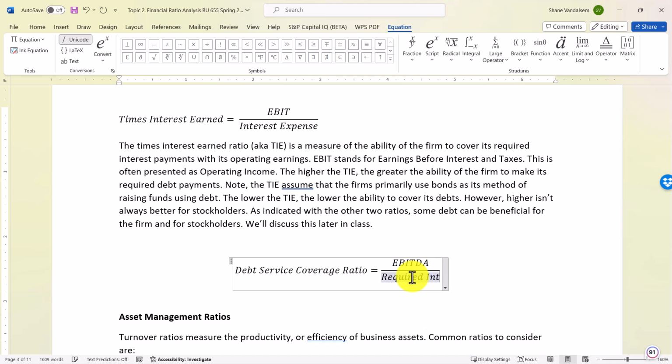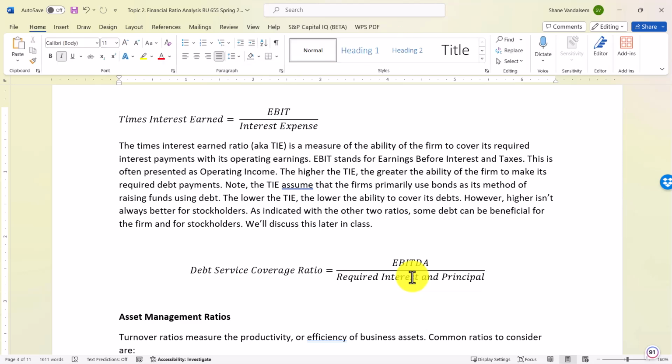And I mentioned with the times interest earned ratio that we're making the assumption when we look at that ratio that the company generally finances with bonds where they're only making interest payments. But when you're looking at smaller companies, companies that can't just go to the bond market and issue new bonds, they're oftentimes taking out loans from banks that are going to require both interest and principal payments on a monthly basis. And so it's important to recognize that those principal payments are required, and so we include that in our calculation here.